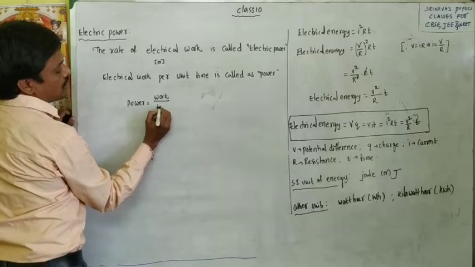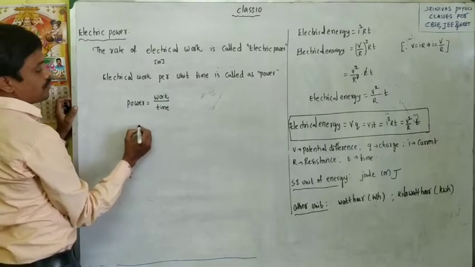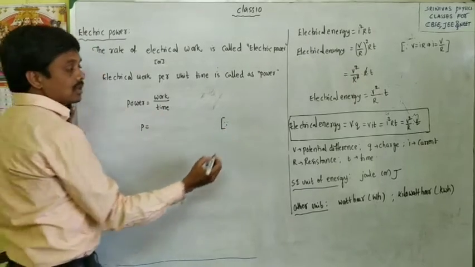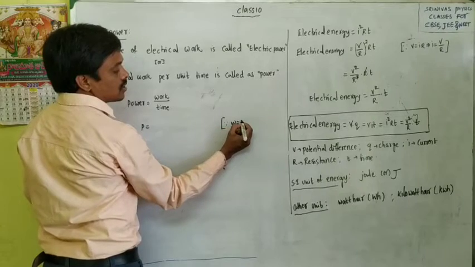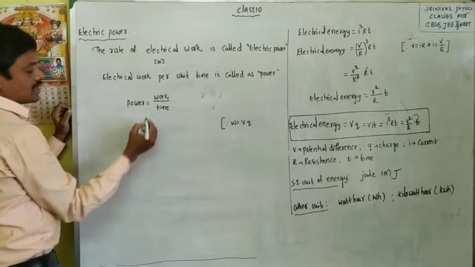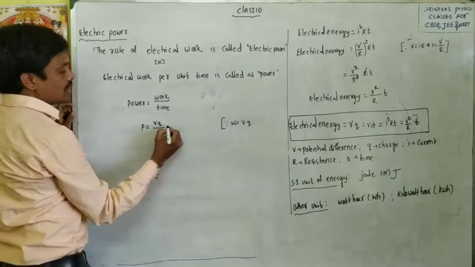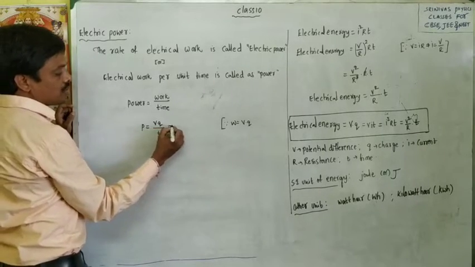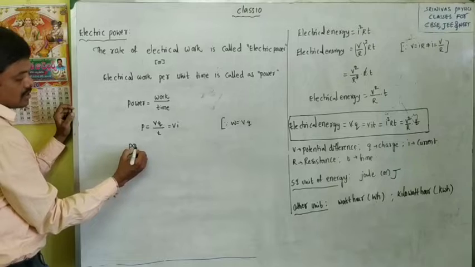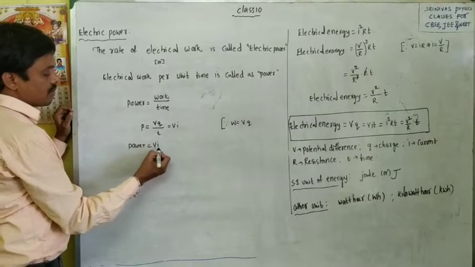The power formula is work by time, but we have to take electrical work. We already know the various formulas for work. Work is equal to potential difference into charge. Now we write VQ by T. And Q by T is what? I is equal to Q by T. So we write VI. The power formula is VI.